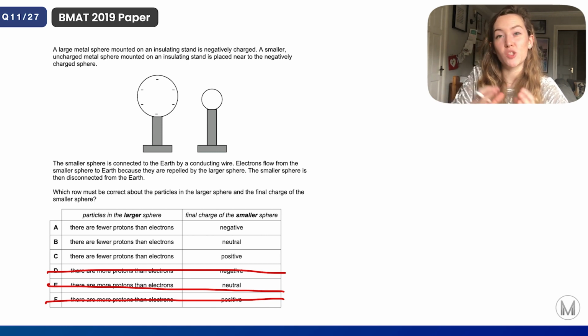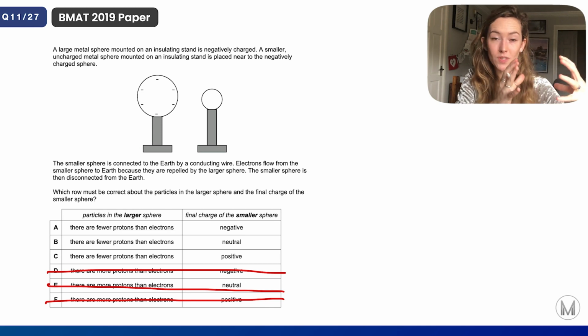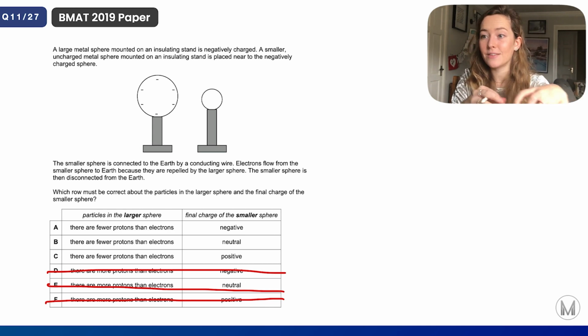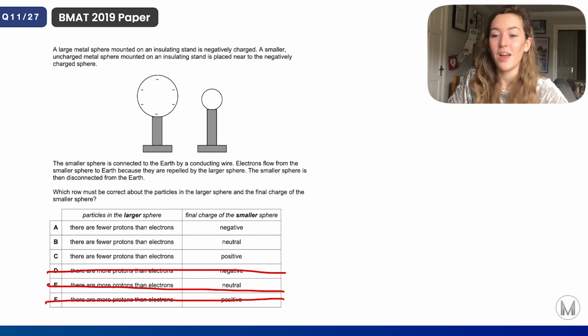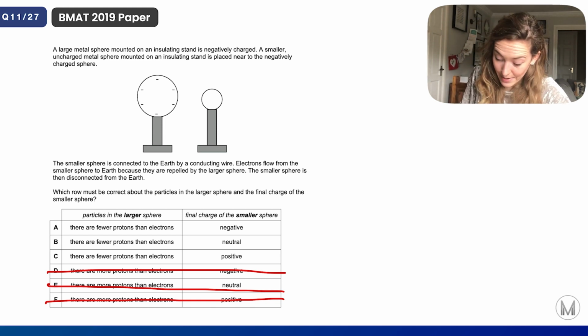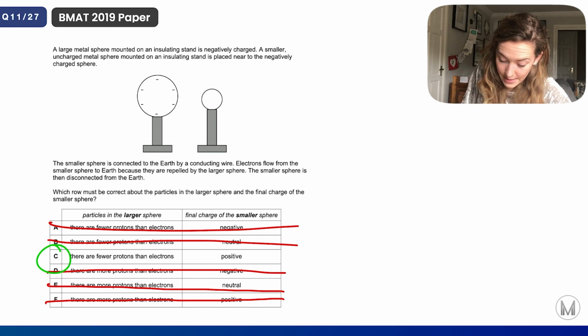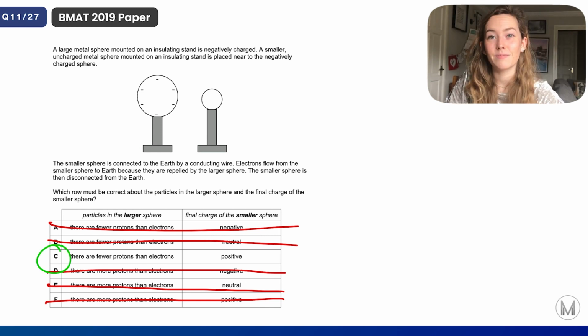As electrons in the smaller sphere are repelled by the electrons in the larger sphere, and they're going to flow to Earth, we can state that the smaller sphere loses electrons. This will give it an overall positive charge. Therefore, due to that elimination, we can see the correct answer is C.